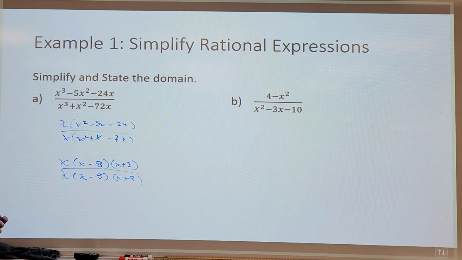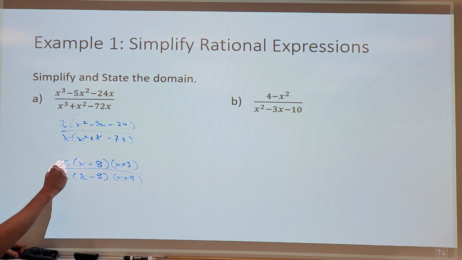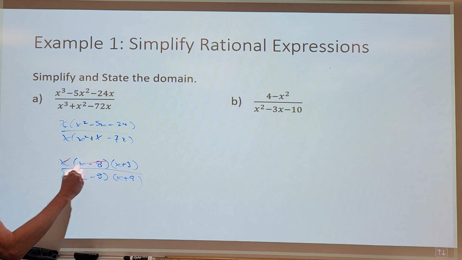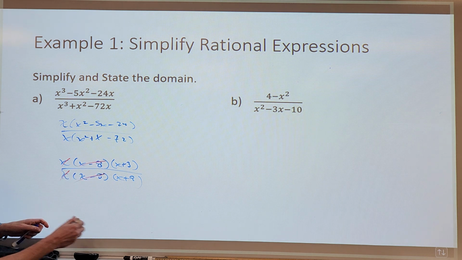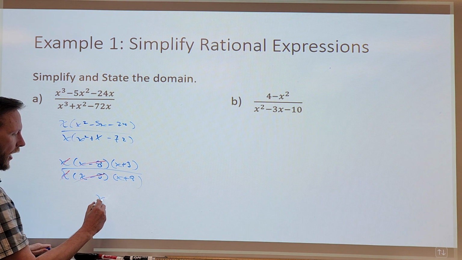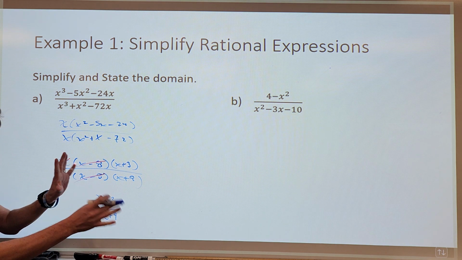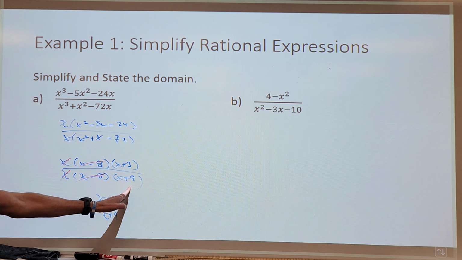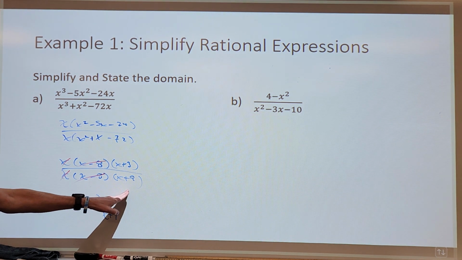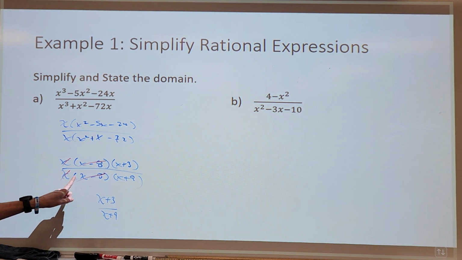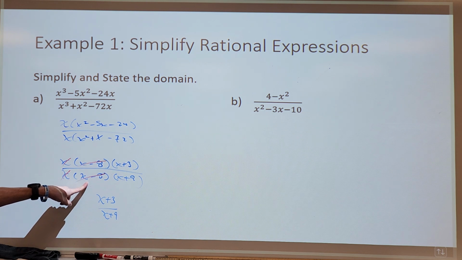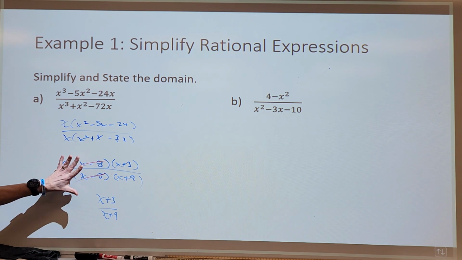And so here we can see that we have a canceled factor here, an x over x, an x minus 8 and an x minus 8. And so I am left with x plus 3 over x plus 9. Now there's some interesting things here, right? At x equals -9, we're going to have an asymptote, and at x equals 0 and at x equals +8, we are going to have a hole, all right?